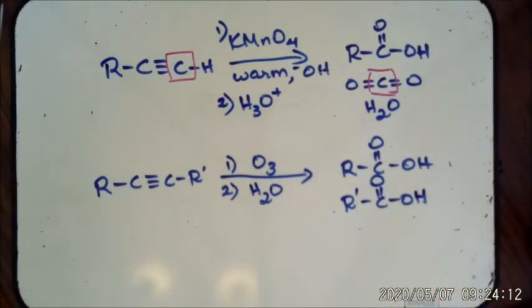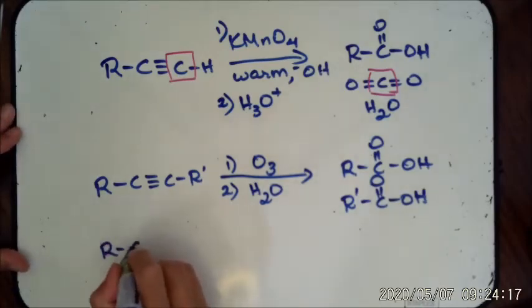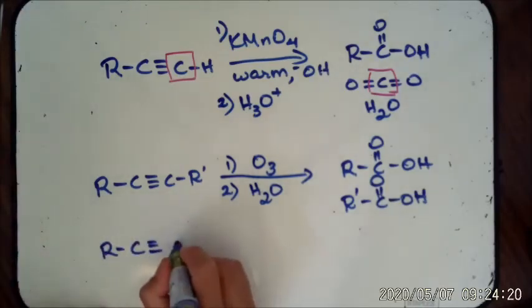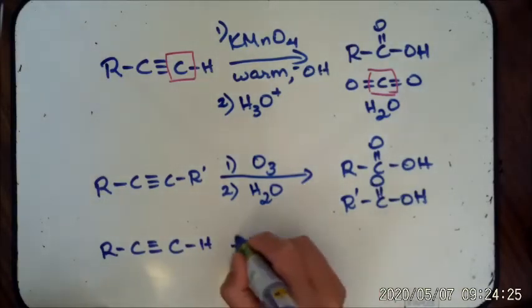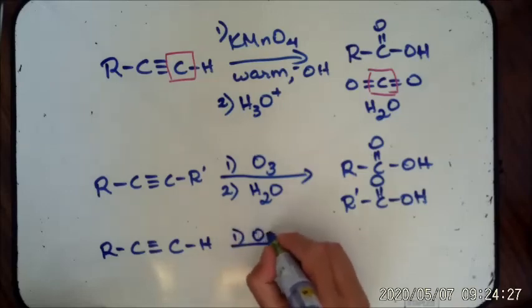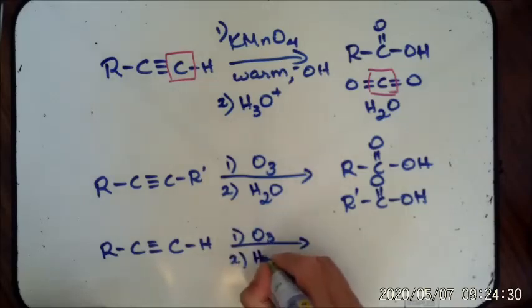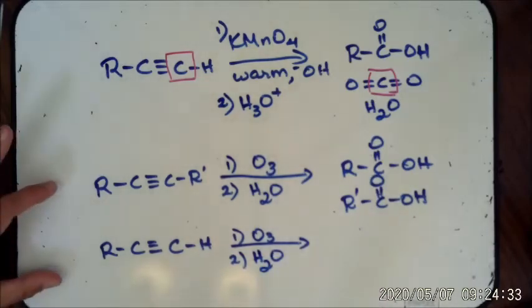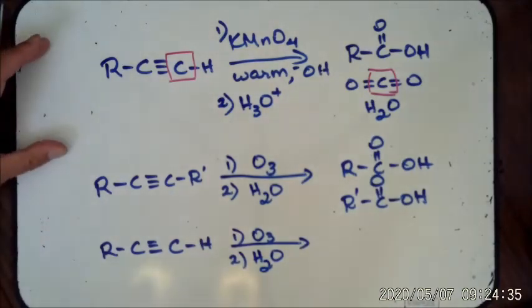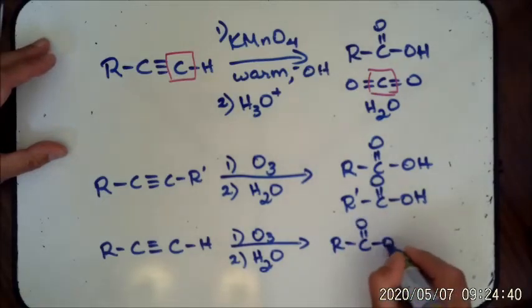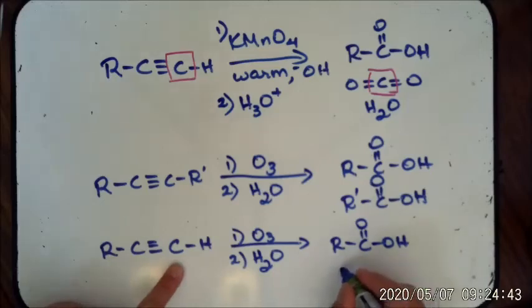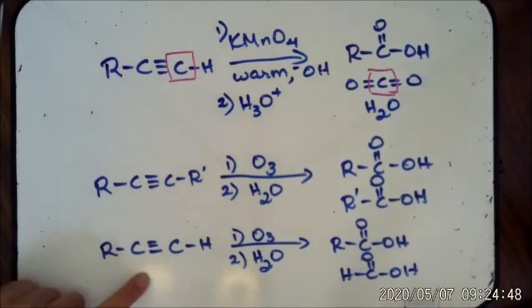Now what would happen if, as above, you had subjected this to ozone and water? This is slightly milder than potassium permanganate, so this one just becomes formic acid, where the cleavage is right here.